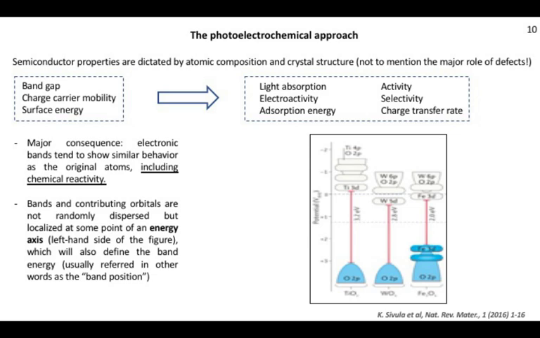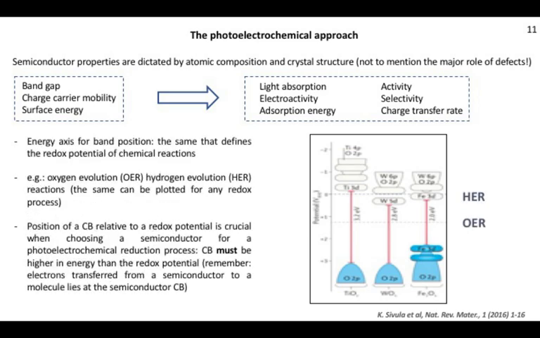And it's important not only for where the bands are located, which is usually referred to as the band position, but any chemical reaction or any redox process can also be placed and located on this energy axis. And this is what, as I'm a chemist, we call the chemical potential, and people from physics call it Fermi levels, but it's pretty much the same thing.